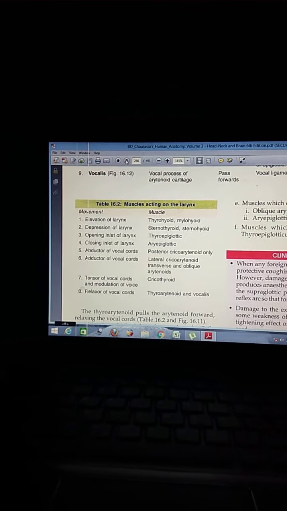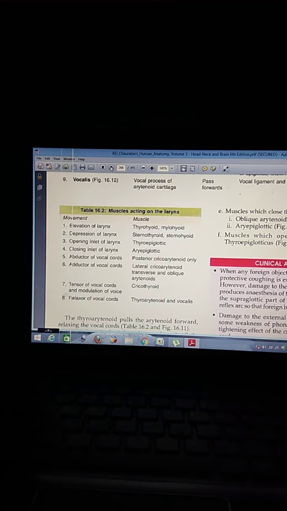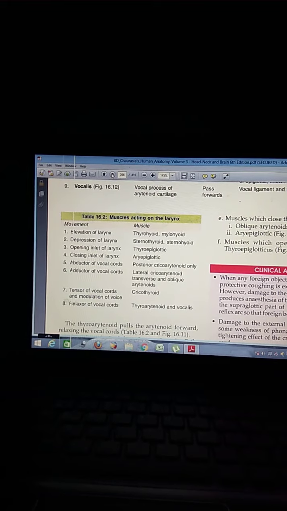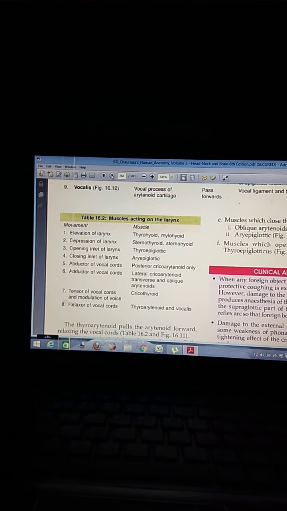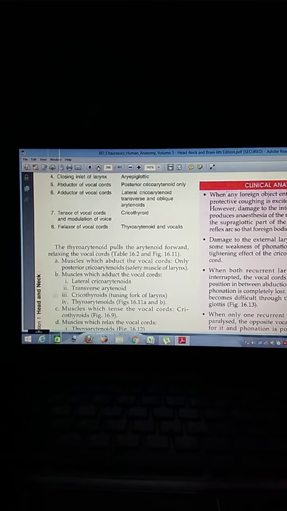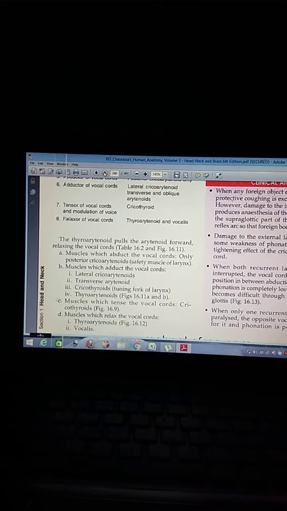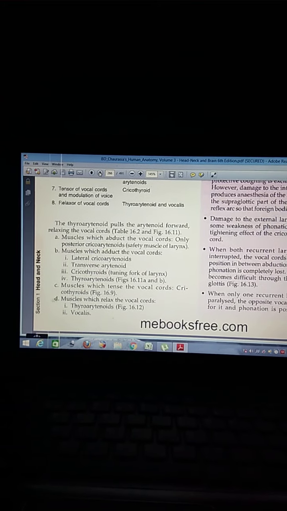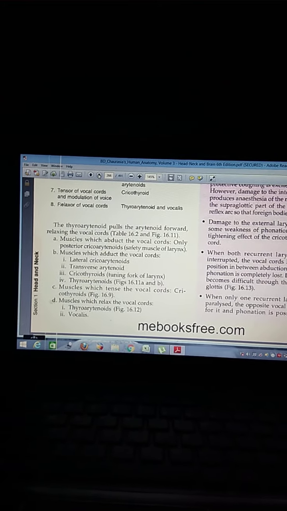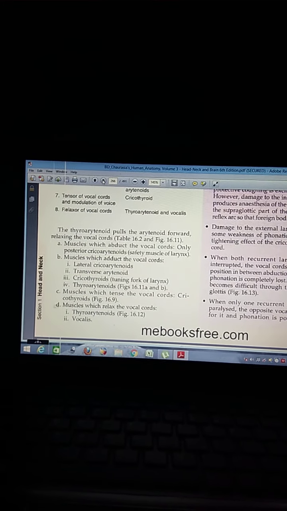And 7, the tensor of the vocal cord and modulation of voice: cricothyroid. And 8 is a flexor of the vocal cords: thyroarytenoids and the vocalis. The thyroarytenoid pulls the arytenoids forwards, relaxing the vocal cords. And the muscle which abducts the vocal cords: only posterior cricoarytenoids.